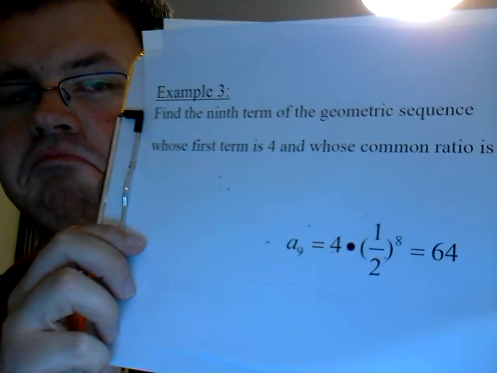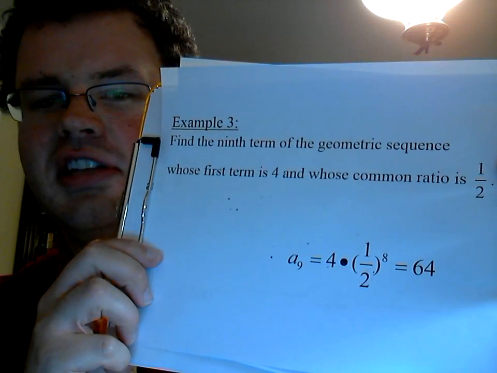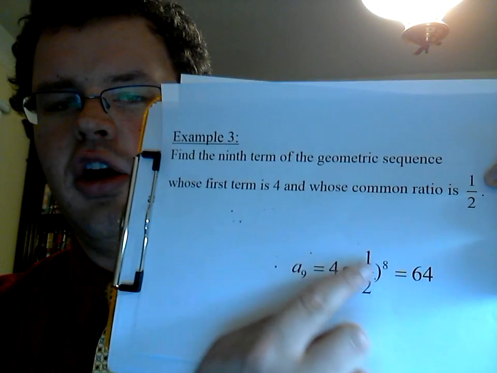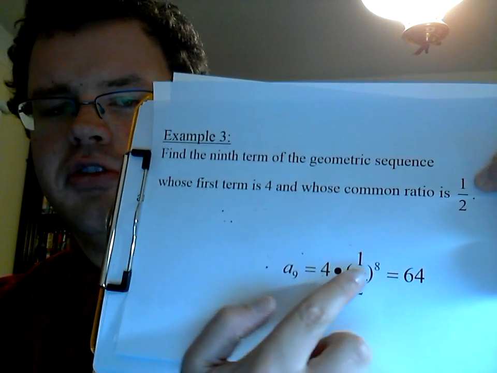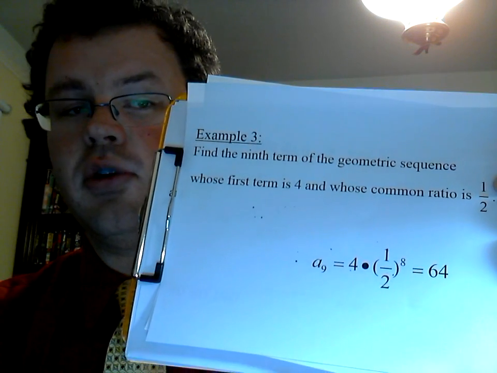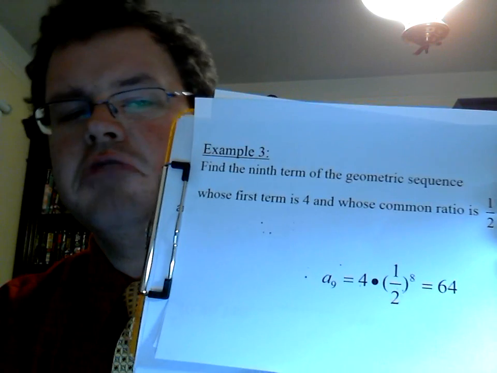Alright, so let's talk about examples 3, 4, and 5. Example 3 should be pretty straightforward. We have this geometric sequence. The first term is 4. Common ratio is 1/2. We're looking for the 9th term. So plug in 9 minus 1, which is 8, into our formula. You should get 64. Math here, not too complicated.